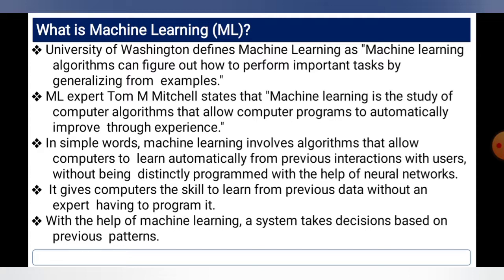In simple words, machine learning involves algorithms that allow computers to learn automatically from previous interactions with users without being explicitly programmed, with the help of neural networks. It gives computers the skill to learn from previous data without an expert having programmed it. So with the help of machine learning, a system takes decisions based on previous patterns. So this is the general definition of machine learning.